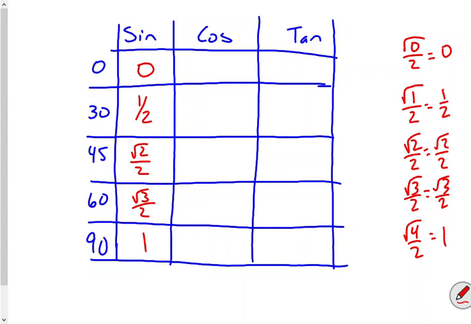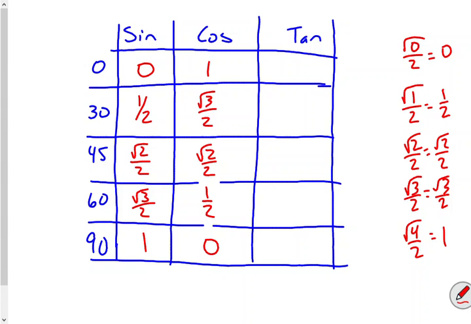Cosine has the opposite effect. Cosine is 1, and then it goes square root of 3 over 2, because 30 and 60 are opposites of each other. These are both the same. Until we get down to 0.